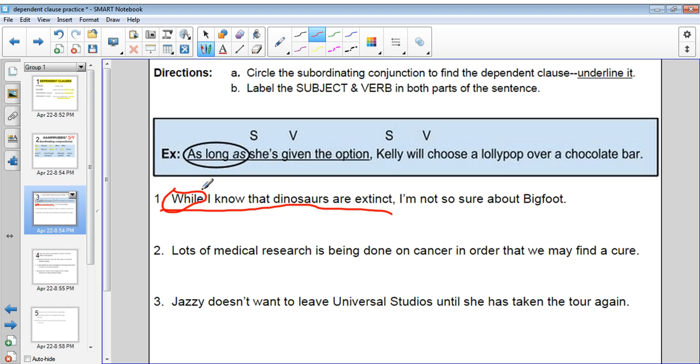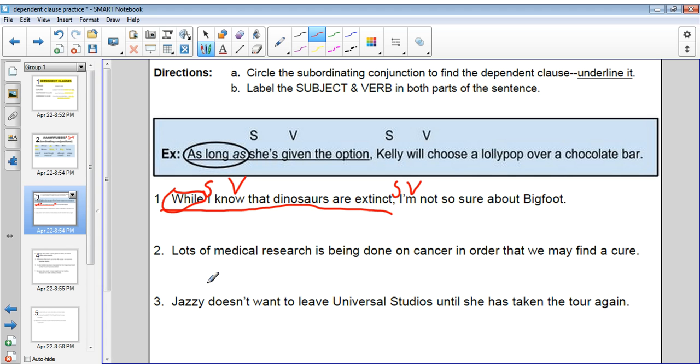The other thing I want you to practice, or get in the habit of doing, is checking to make sure it's a dependent clause by recognizing the subject and the verb. I is the subject and know is the verb. If this is our dependent clause, then it has to be attached to an independent clause to make sense. And in this case, here's my sentence: I am not so sure about Bigfoot.